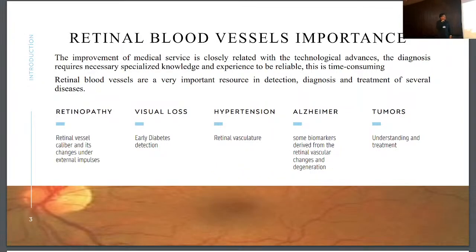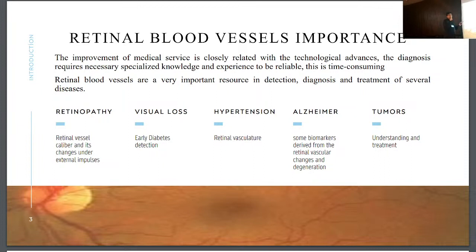So first of all, why it is important. The improvement of medical service is very related to the advance of the technological things that can be created. One important thing is that these kinds of services sometimes need very knowledgeable people, specialists in their different areas. So the diagnosis, the treatment, and things like that take too much time, and this affects directly the quality of the service for the patients.